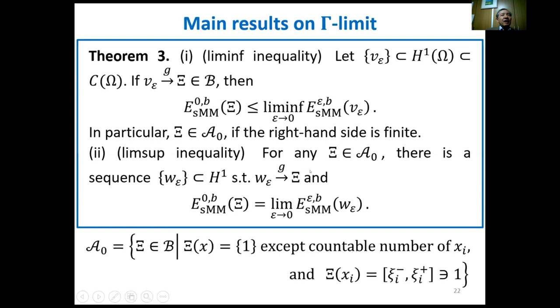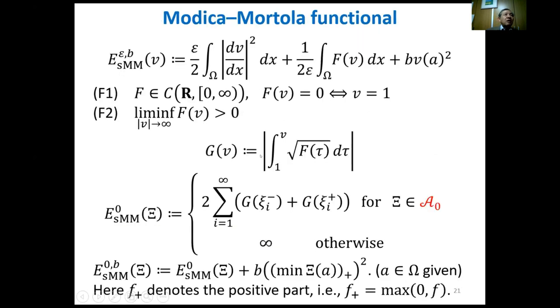So for any xi, this is our result. And let me go back. This is g counted in xi_i minus and xi_i plus. So you can imagine such a kind of picture. If you have a limit something like that, you measure this part twice, this part twice. If you have some v_epsilon varying like that, then this should be counted double. So that's the reason we have two.